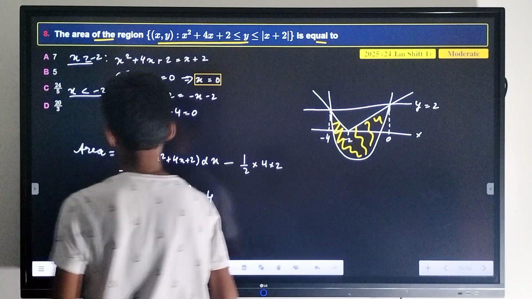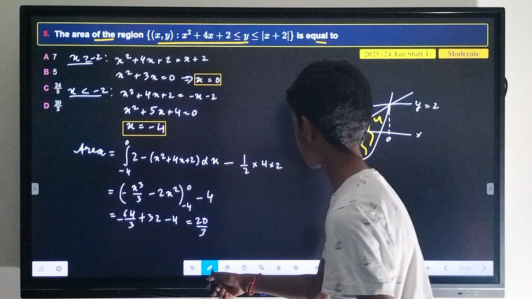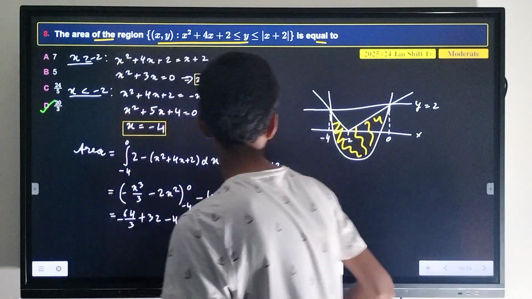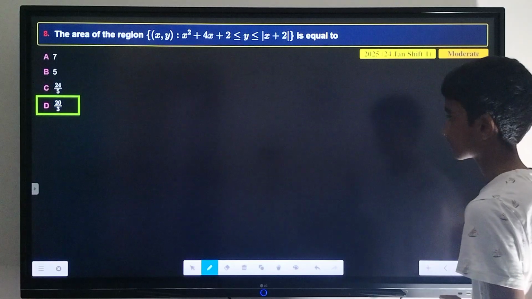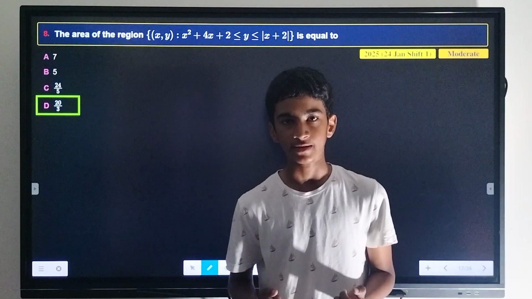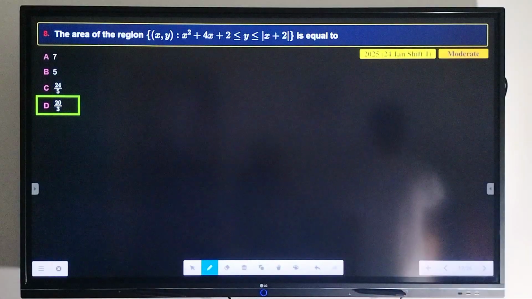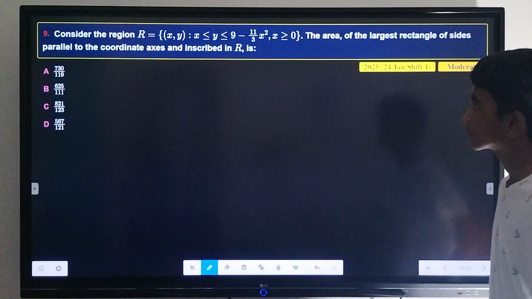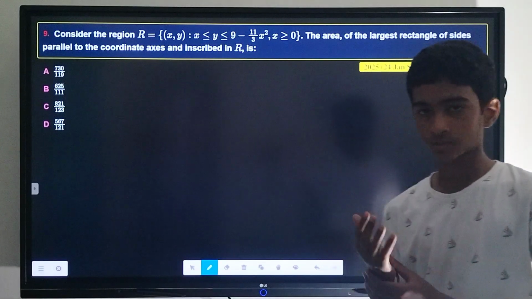From here, our option D is correct. And here is our solution, and we can see that our answer is correct. Here is our next question now.